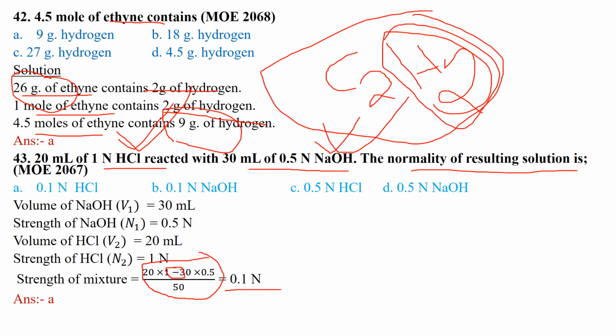In which case should 0.1 normal be written, either HCl or NaOH? Just use the concept of gram equivalent. N1V1 is equal to 30 into 0.5, that is 15, in case of NaOH, and in case of HCl 20. So which one is greater? NaOH is greater... sorry, NaOH is not greater, HCl is greater, right? So the answer will be 0.1 N HCl. So the resulting solution will be acidic in nature because the gram equivalent of HCl is greater than that of NaOH by using this formula. Right?